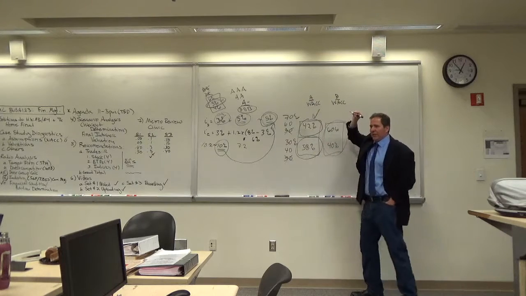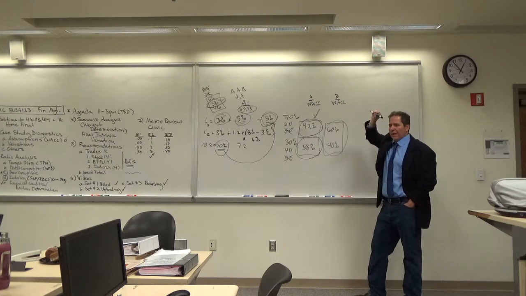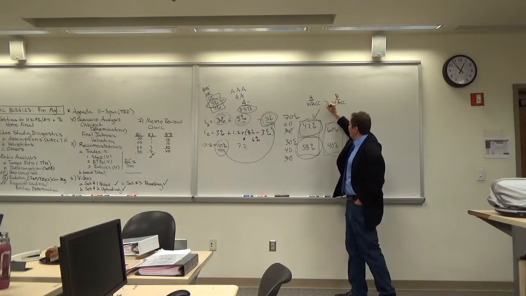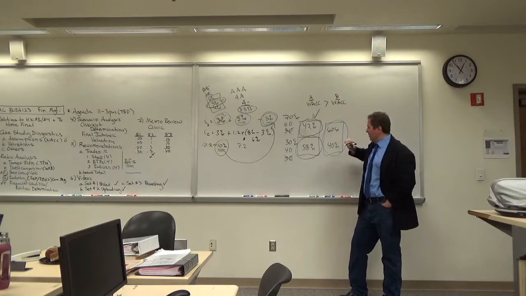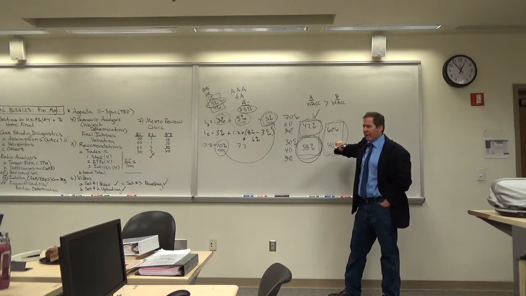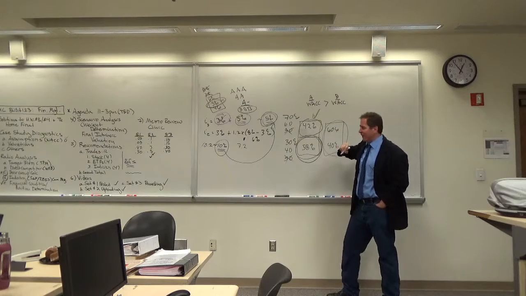Which one's going to give you the highest cost of capital? WACC A or WACC B? A. Why? Because there's more equity, a higher weight of the equity. And is the cost of the equity higher or lower than the debt? Higher.